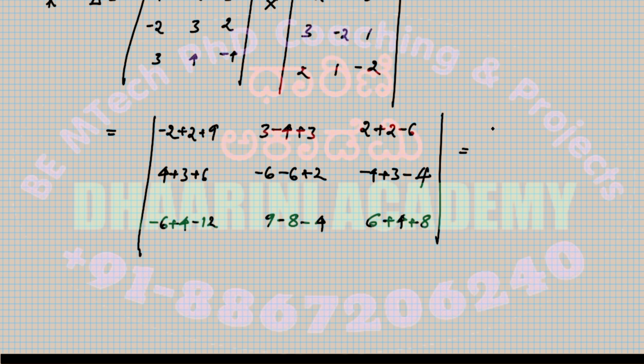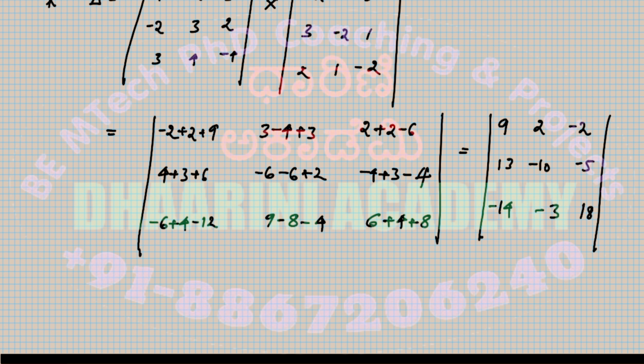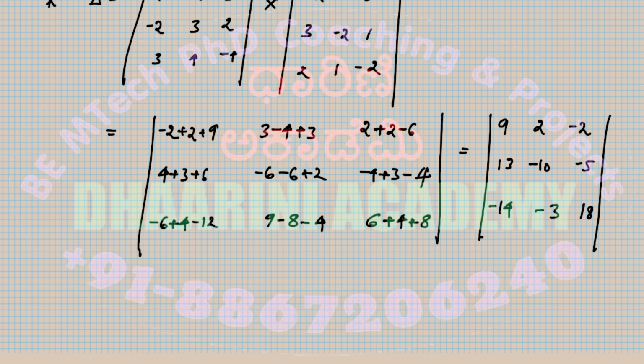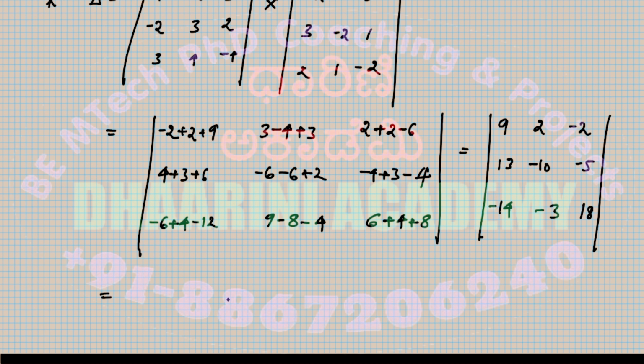We need to find the determinant of this. So let us try to simplify and write that determinant here. This is 9, 2, minus 2, 13, minus 10, minus 5, minus 14, minus 3, 18. We can perform any operation we want, and we have to simplify this to get a single value.